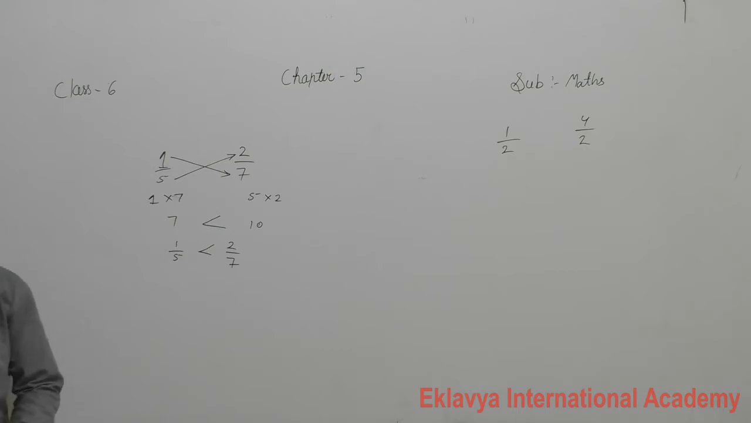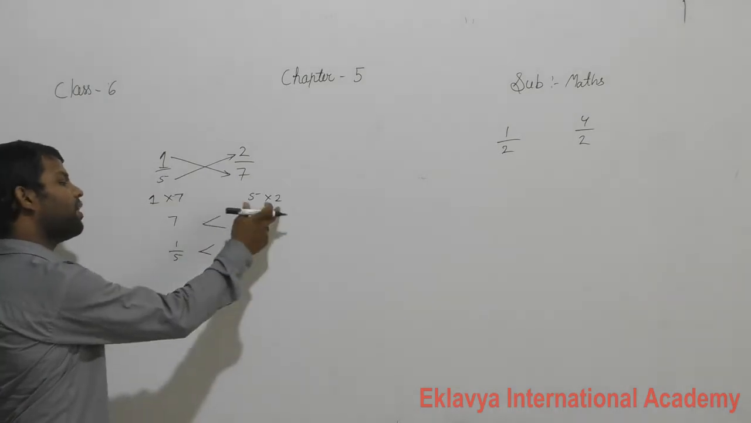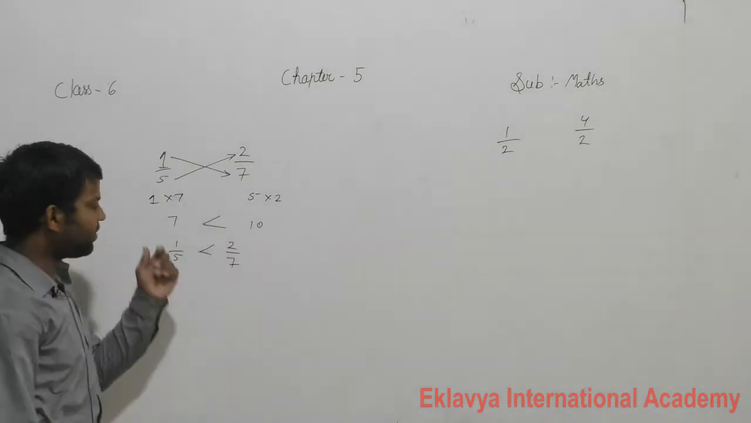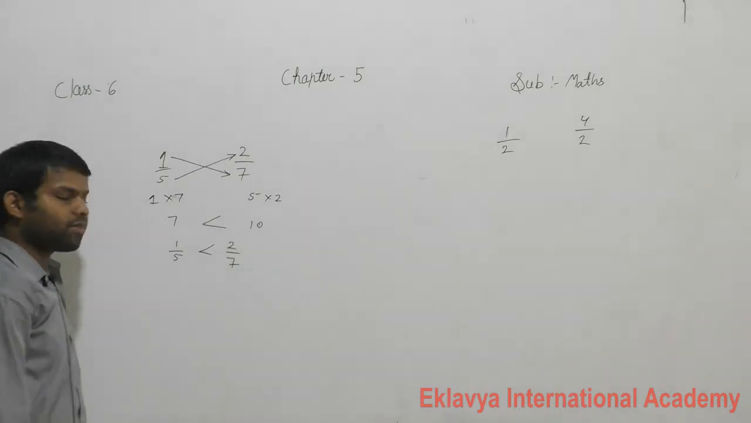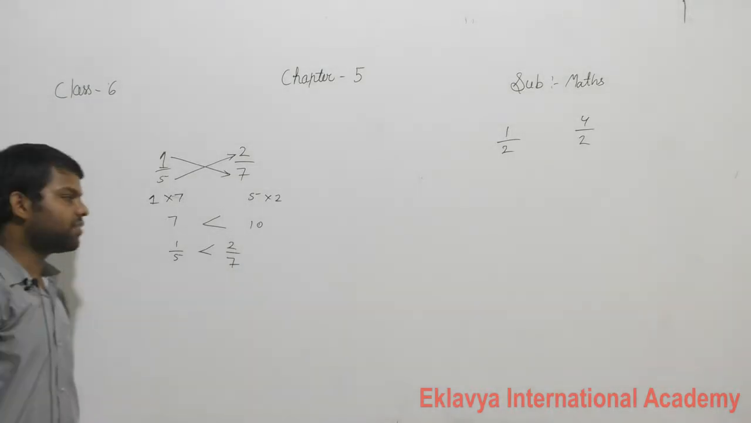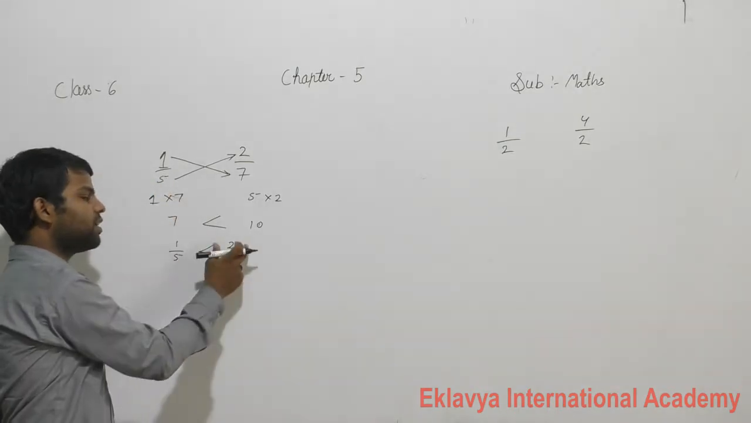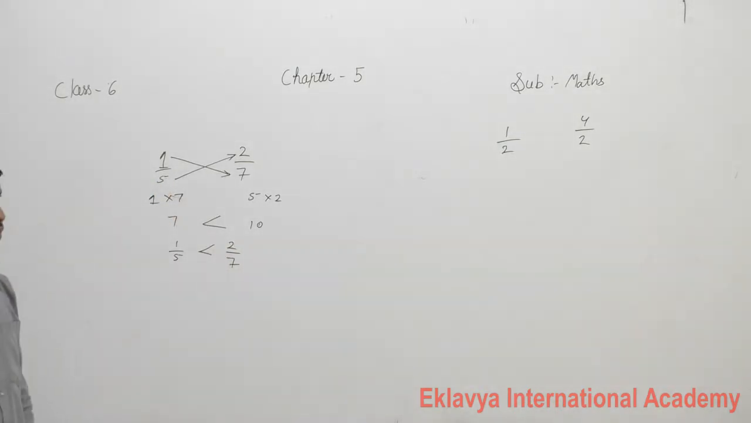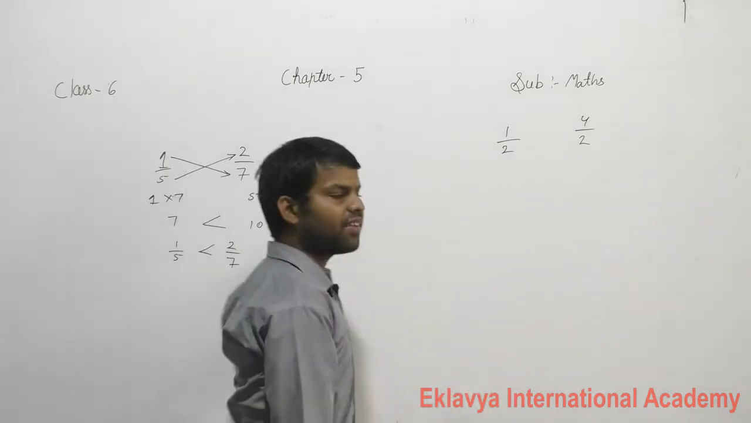Then after multiplication we got 1 times 7 is 7 and 5 times 2 is 10. Here 7 is less than 10. So we say 1 upon 5 is less than 2 upon 7. That was for unlike fractions.